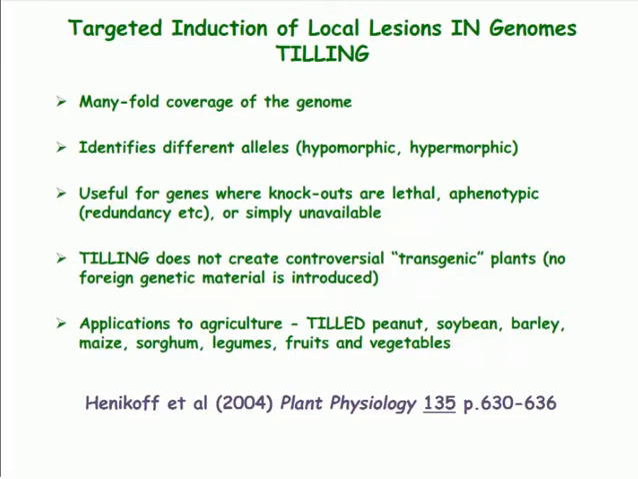And it's been massively used by plant breeders. So they are TILLING lines for peanuts, soybean, barley, maize, sorghum. We use brassica, wheat, so it's quite a lot.